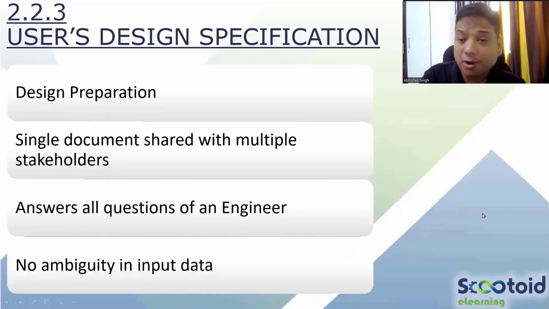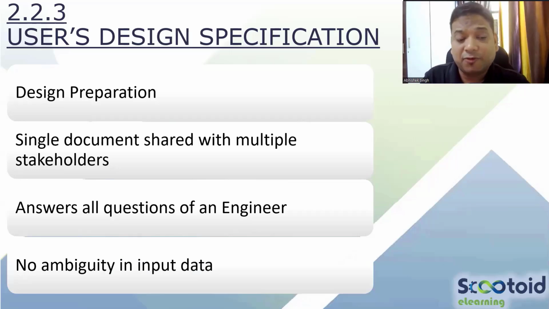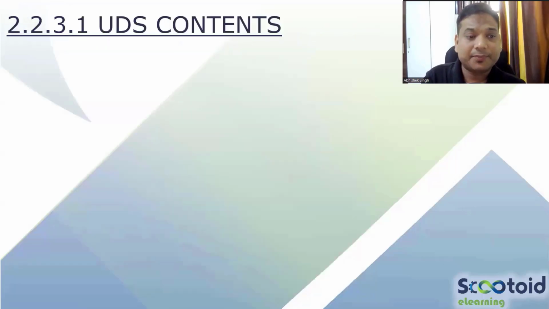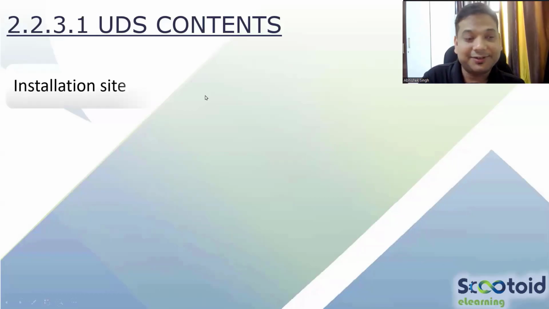Next, no ambiguity. There is nothing like something is given in mail, something is there in specification, there is contradiction. That thing should not be there. So no ambiguity, very clear-cut data which needs to be followed. It makes everybody's life easier. Now, what are the inputs we need? Now let us see what exactly should be there. So we'll talk about it briefly.